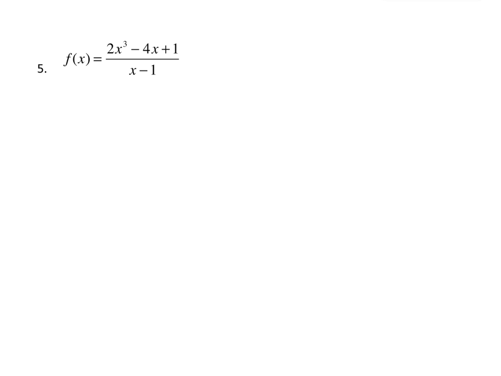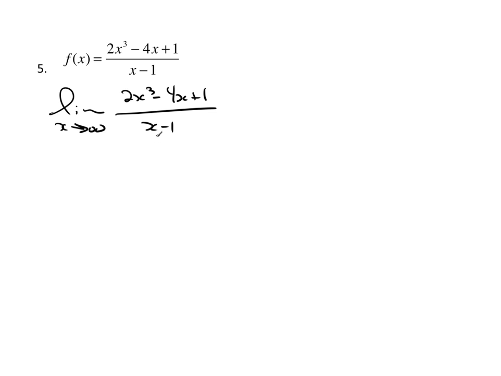So let's take a look at the end behavior for this particular function. Now I'm going to take a look at the limit. You know what, let me change colors there real quick. I don't like that. There we go, that's better. The limit as x goes to infinity of 2x cubed minus 4x plus 1 over x minus 1.